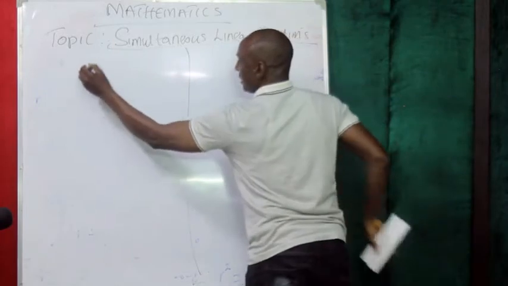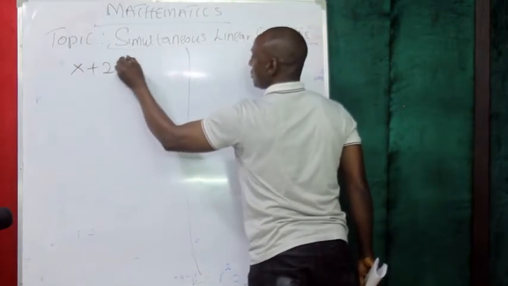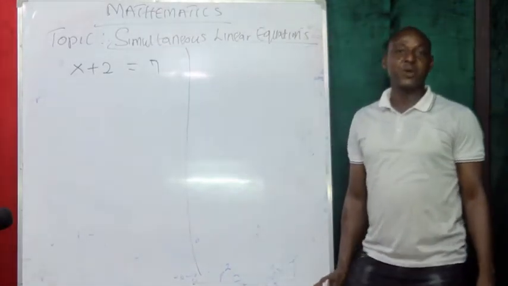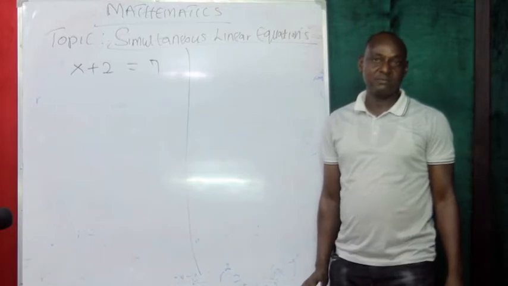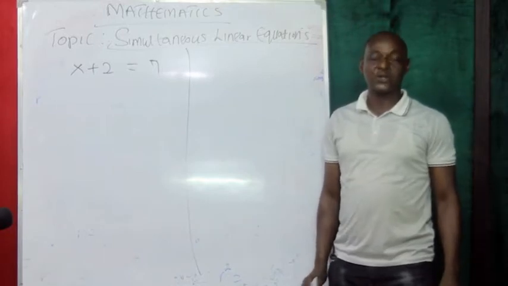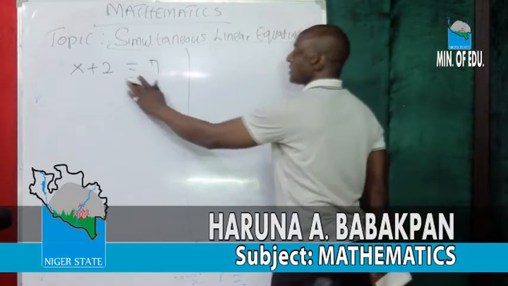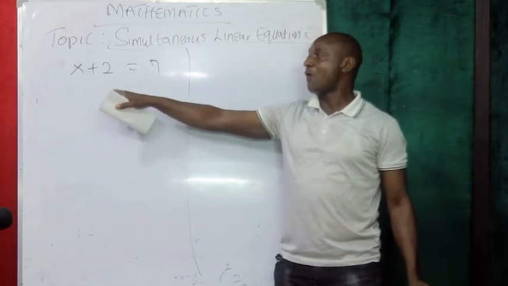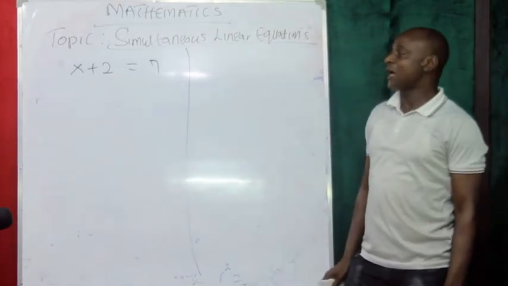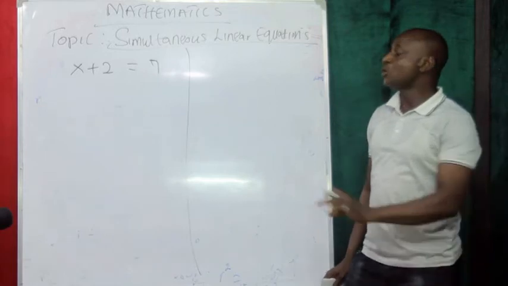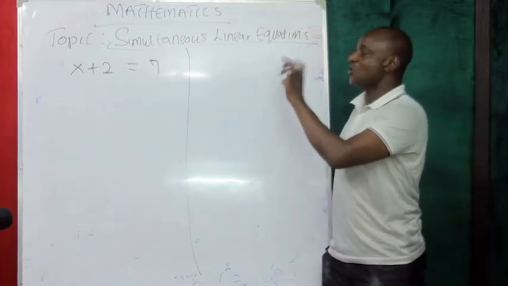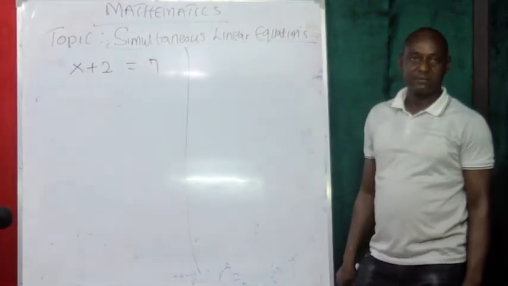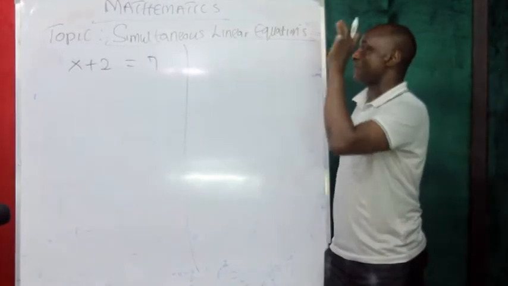An example is, if you are given x + 2 = 7, this is a linear equation, or we call it an equation of a straight line, or a straight line equation. So, if you have something of this nature, what you are expected to do is find the value of the unknown, and the unknown variable there is x. Without solving this problem, you should know the number that will be added to 2 to give you 7. And the number is 5.